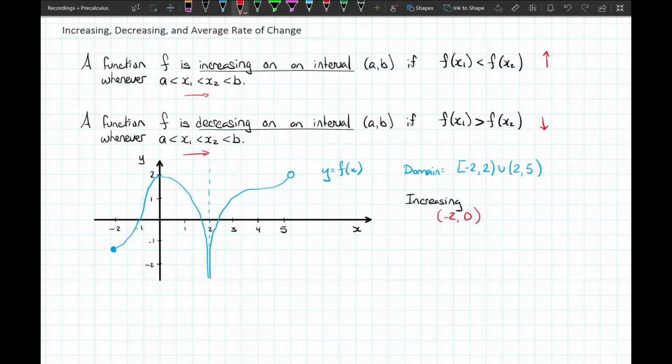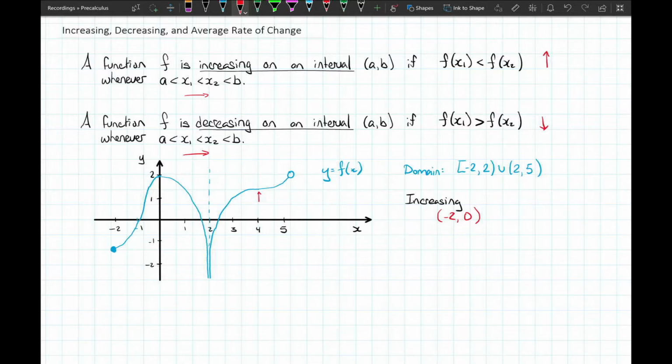Now, it seems like we're going to be traveling to the right beyond 0 and dipping down. But on the other side of the dashed line here at x equals 2, we're going to be increasing once again all the way to 5. But with one little exception right here at x equals 4. At that particular point, we have what appears to be the function being horizontal.